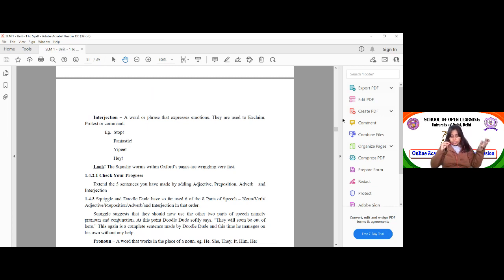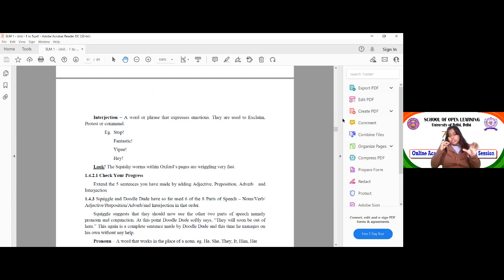Look, the squishy worms within the Oxford pages are wriggling very fast. So you are just emphasizing this word. It is something that you are using to express your emotion. Like look over there. So this is how an interjection works.